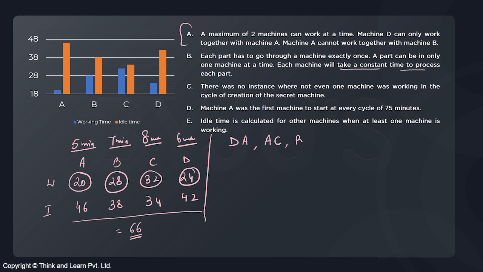Apart from that, can I say the only possibility is B and C? So D and A is one pair of machines that will be working. A and C, B and C. There is no other pair that can work. A and B cannot work together. B cannot work with D because D can only work with A. C cannot work with D because D can only work with A. So the other three pairs are eliminated. These are the only three pairs that can work. Otherwise, you will always be working in singlets.